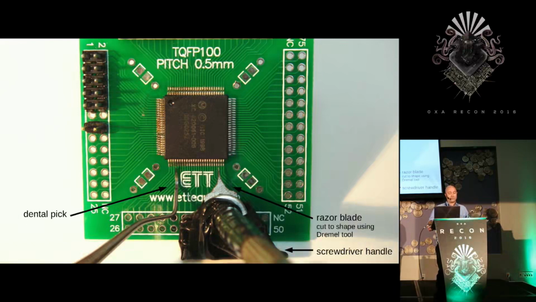I cut it out using a Dremel tool. I attach it to the handle with a screwdriver. This tool could be wedged under a pin, and then some hot air on the solder will release the pin, and the pin can be lifted straight up without damaging any of the other pins.